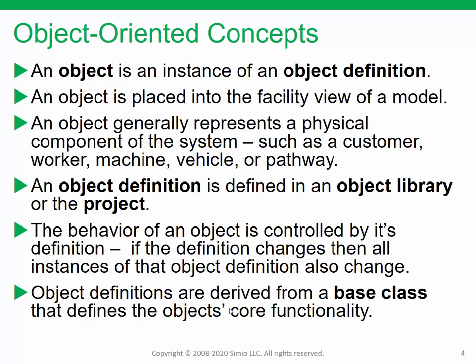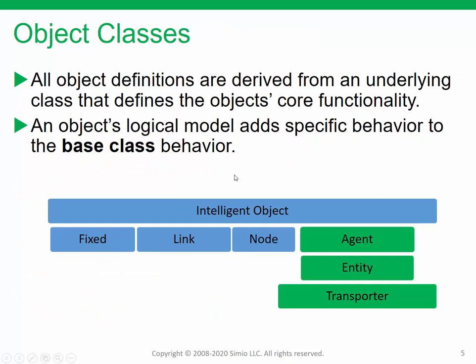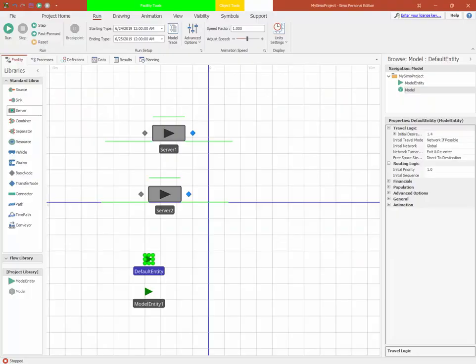Object definitions are defined or derived from a base class, and that base class defines the individual object's core functionality. In the Simio object model, the base class is an intelligent object, and from that we have fixed objects, link objects, node objects, and then the dynamic objects. Fixed, link, and node objects are static. The green agent, entity, and transporter are dynamic. Note that these are base classes, so we don't actually create object instances from these. Instead, we create objects using individual classes as base.